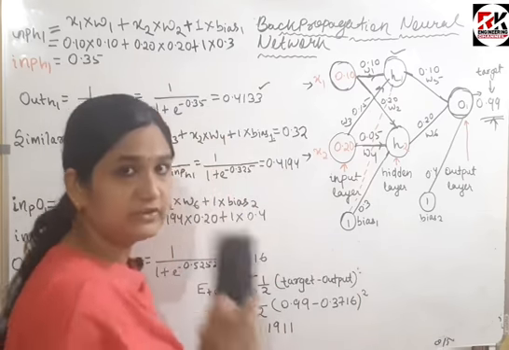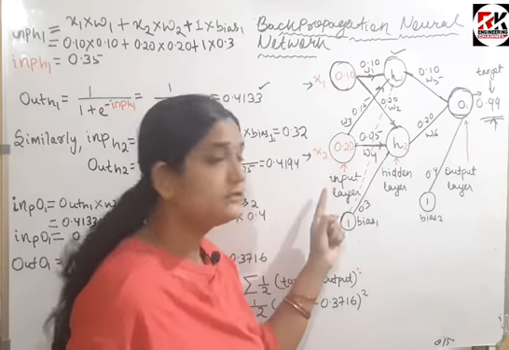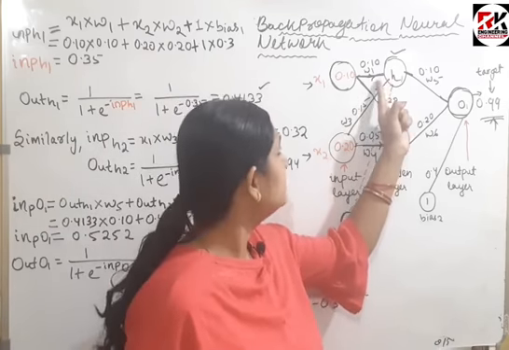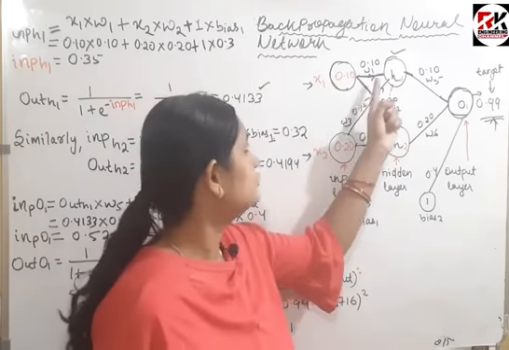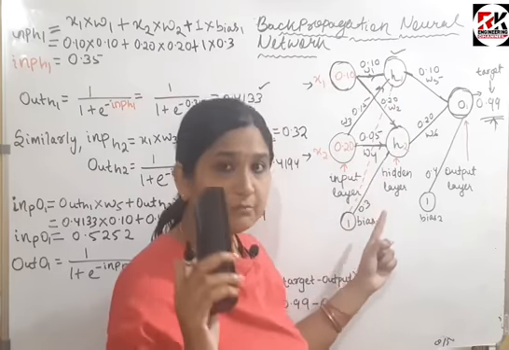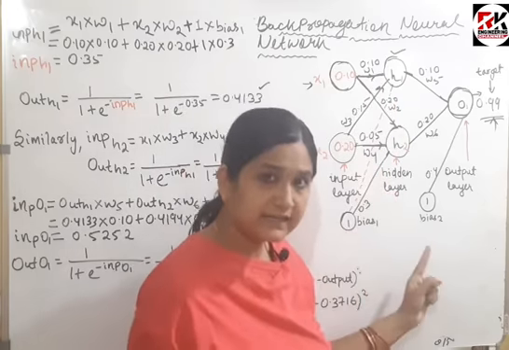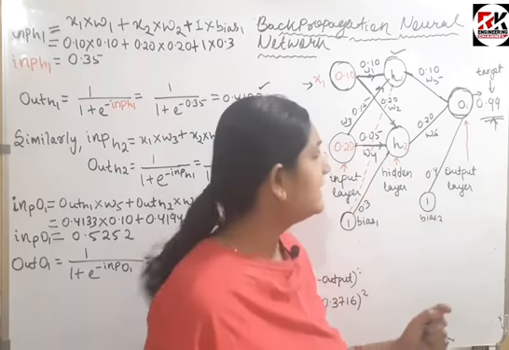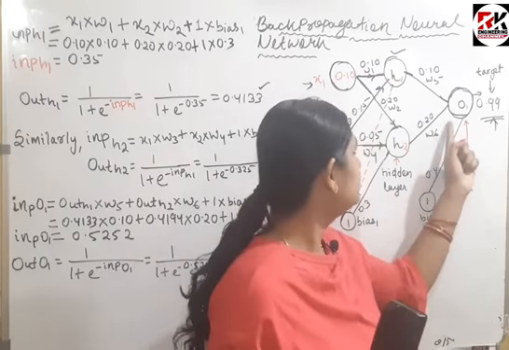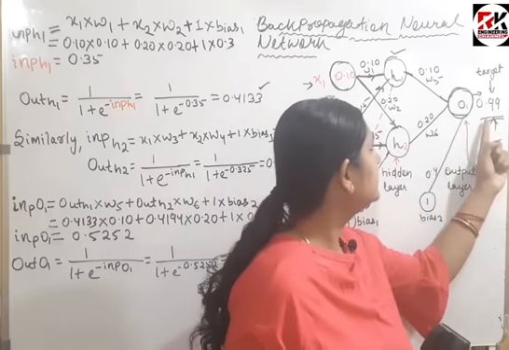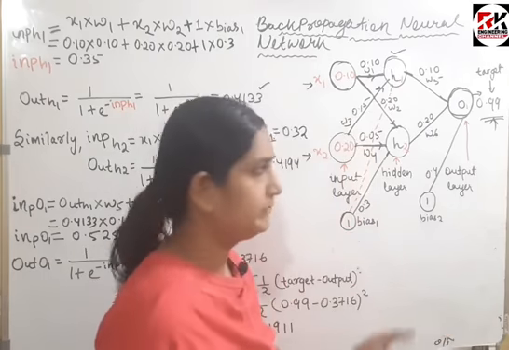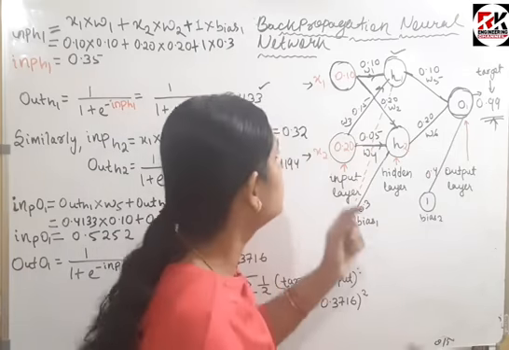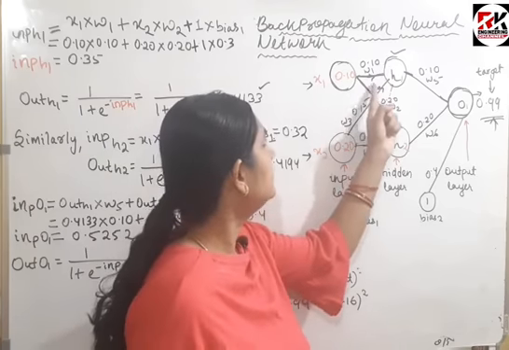First of all, I have got two inputs, 0.10 and 0.20. My first task is to calculate the input value for my hidden node H1. Then I will calculate the input value for H2. After that I will calculate the output values for H1 and H2. After this I will calculate the input value for your output layer node O1, and then the output value for O1. So first let's calculate the input value for H1.